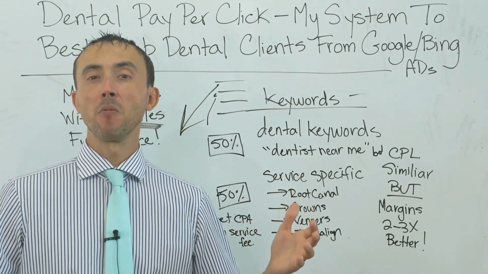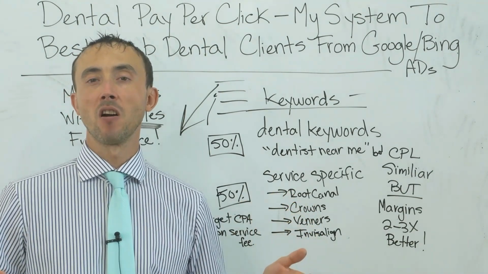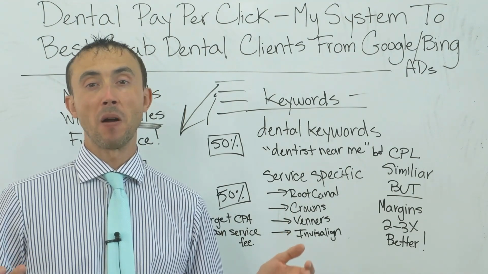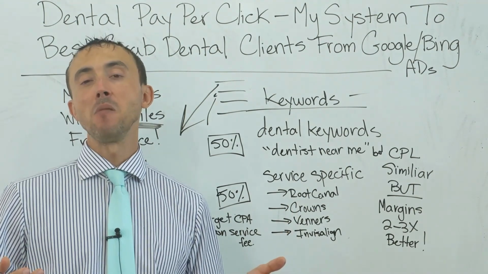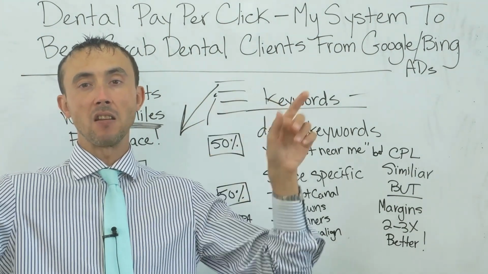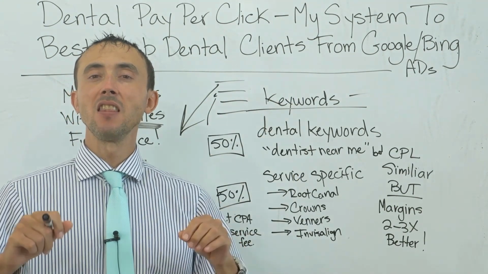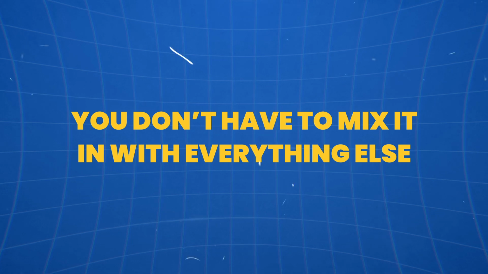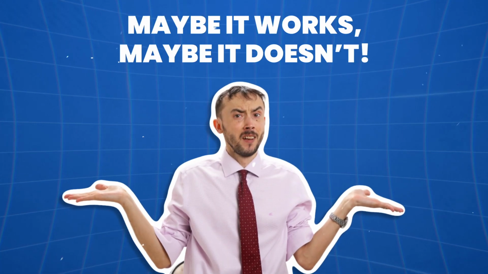If it's really profitable and I'm getting like a 5,000% ROI because Invisalign is super profitable to do and not very competitive, maybe I experiment with going, instead of 4 miles, 8 and see if I can get that to work. But in that case, you don't just mix it in with everything else and say, oh, maybe it works, maybe it doesn't.